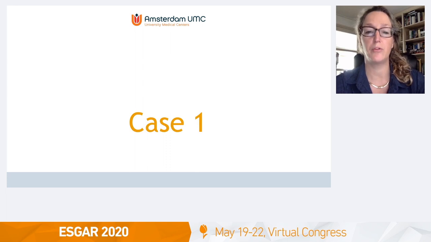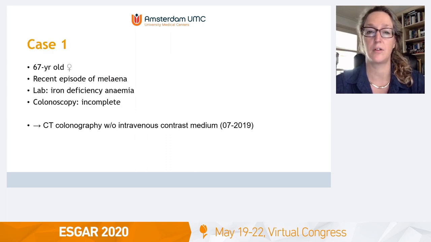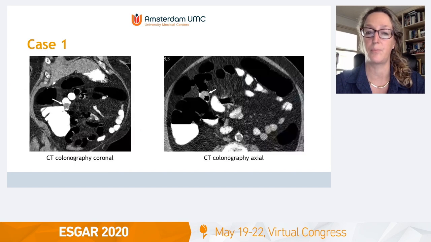Now I would like to move on to the first case. This concerns a 67-year-old female patient who recently had an episode of melena. Her laboratory results showed an iron deficiency anemia. For those reasons, a colonoscopy was performed. However, this was incomplete, as only the hepatic flexure could be reached. Therefore, a CT colonography was performed after this without intravenous contrast medium administration, and this was done in July 2019.